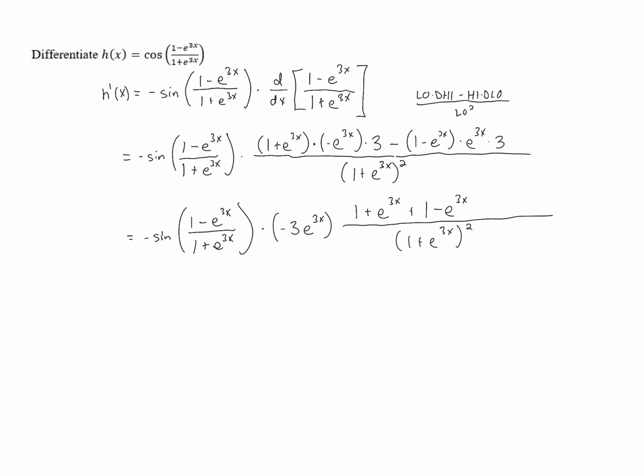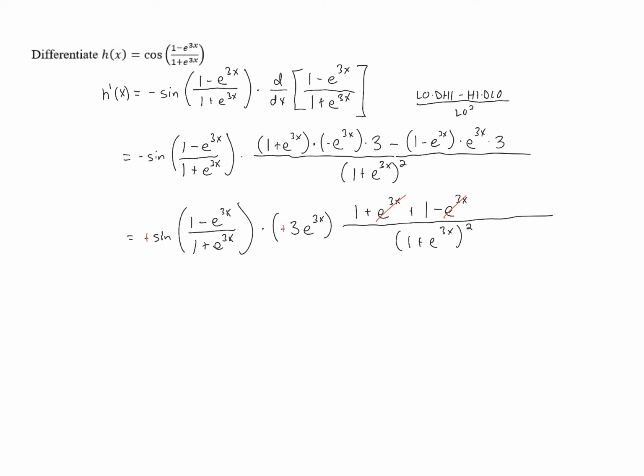all over 1 plus e to the 3x squared. And if we look at the numerator, there's a little bit of canceling that we can do. We've got a positive e to the 3x and a negative e to the 3x. And then we're left with 1 plus 1, which equals 2. And when we multiply that 2 into this, 3 times 2 is 6. We also have two negatives that cancel. The negative out front and the negative here get multiplied to become positives.